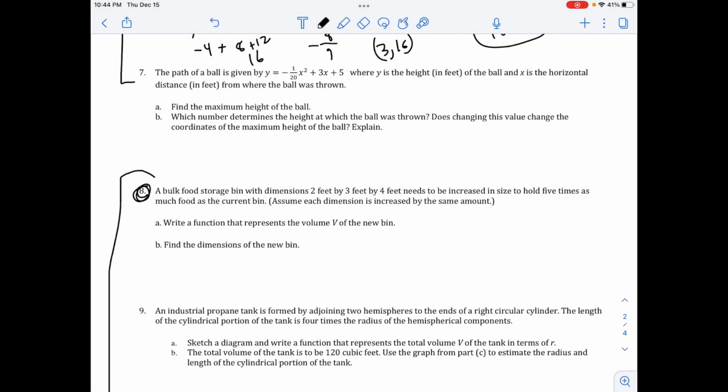So now we're going to solve number 8. For this one, we'll be using volume. We're given these dimensions 2, 3, and 4. This is our normal bin, 2, 3, and 4. And we're trying to make a new bin that holds 5 times as much food as our current bin, which is 2, 3, and 4.